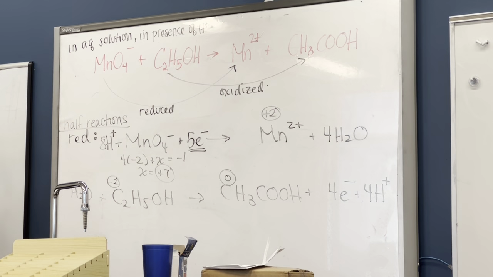Now I check for charge. The left side is neutral. The right side, neutral. Rock star. No, it's not. This is like your Euler's method thing. This is scripted.